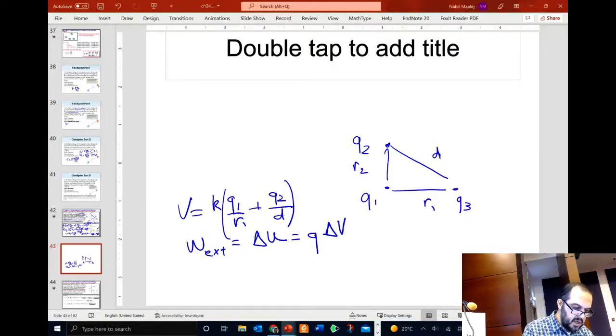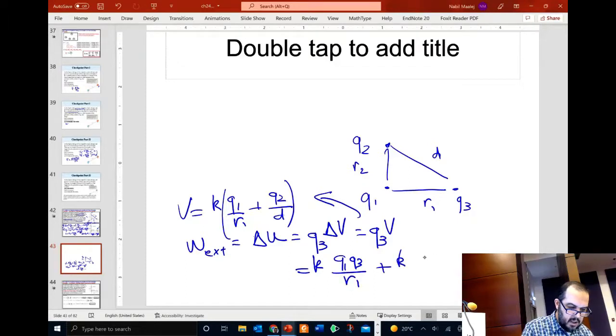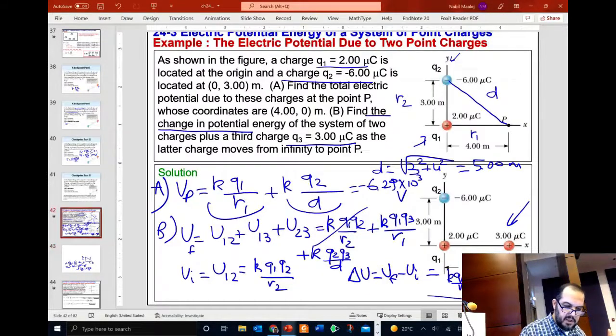Since we're bringing it from infinity, and at infinity it's 0, this is going to be equal to QV, and this is Q3, and we replace V by this one. We obtain K Q1 Q3 divided by R1 plus K Q2 Q3 divided by D. The same equation as the one we found earlier.